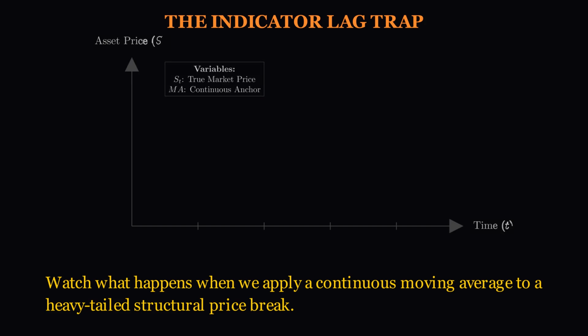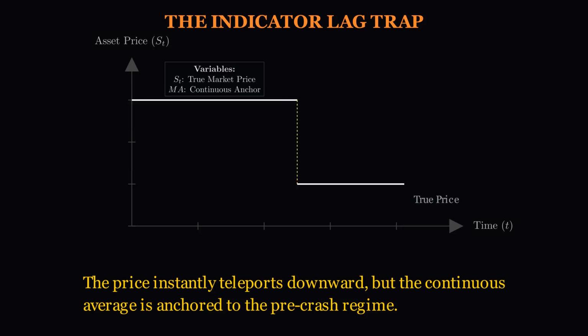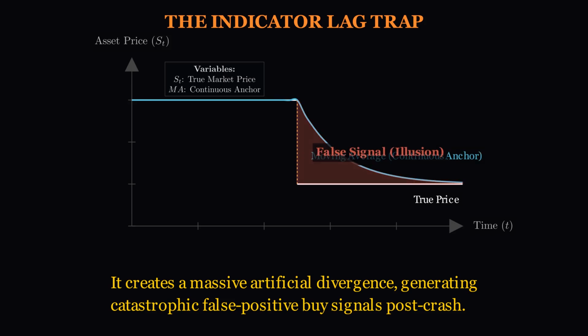Watch what happens when we apply a continuous moving average to a heavy-tailed structural price break. The price instantly teleports downward, but the continuous average is anchored to the pre-crash regime. It creates a massive artificial divergence, generating catastrophic false positive buy signals post-crash.